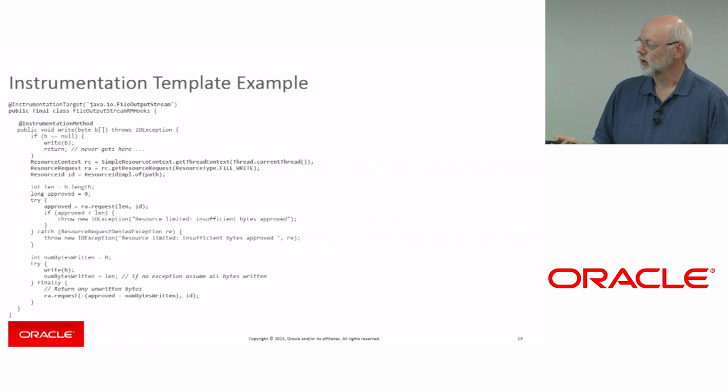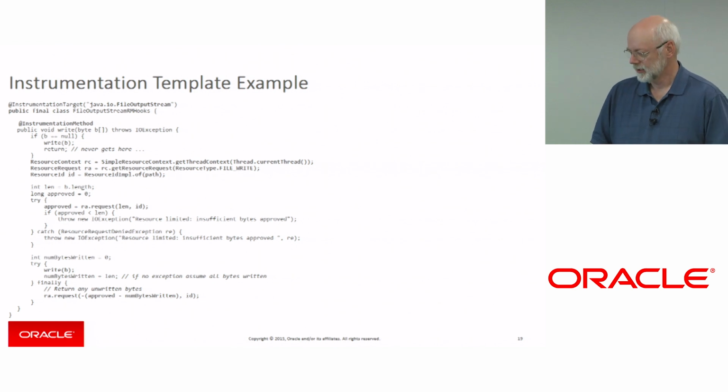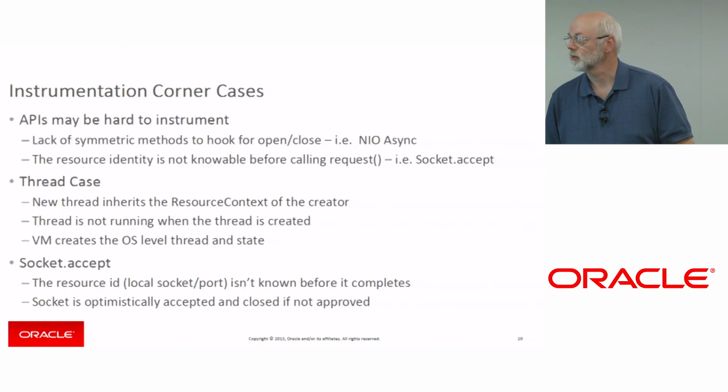And then you get around to the point where you can actually make the resource request, which may fail because it wasn't allocated as much as requested, or it may fail because of a thrown exception. But if it succeeds, then this write down here, the way the template is structured, is what calls the original write method of file output stream. And then it has to go through a little dance to make sure that it returns any unused part of the resource allocation. Some of the templates can get more interesting than this, but this is a simple example.